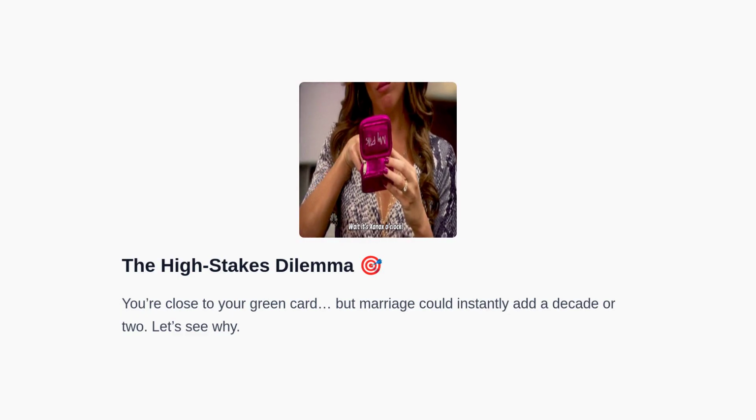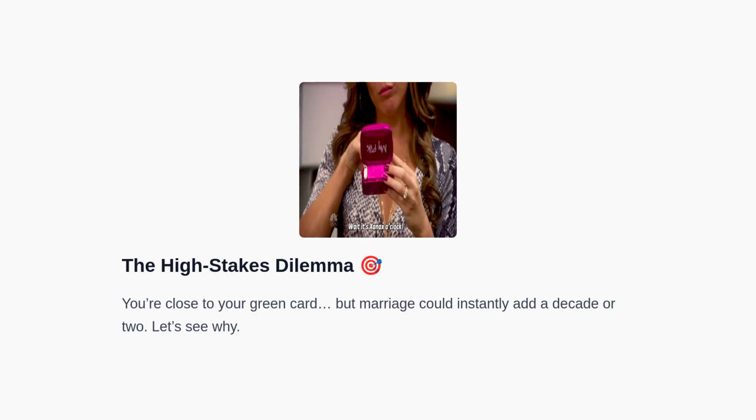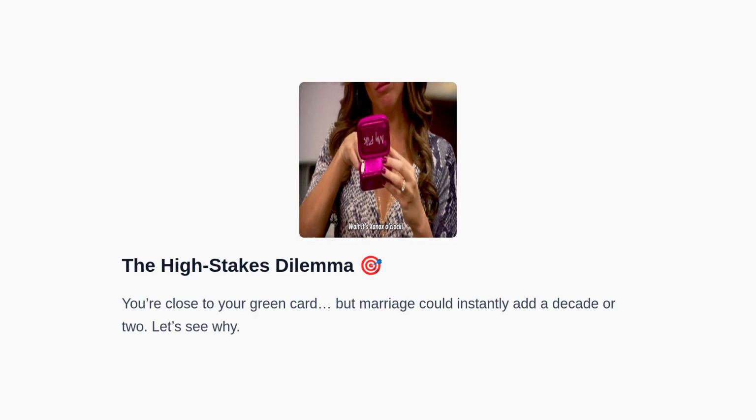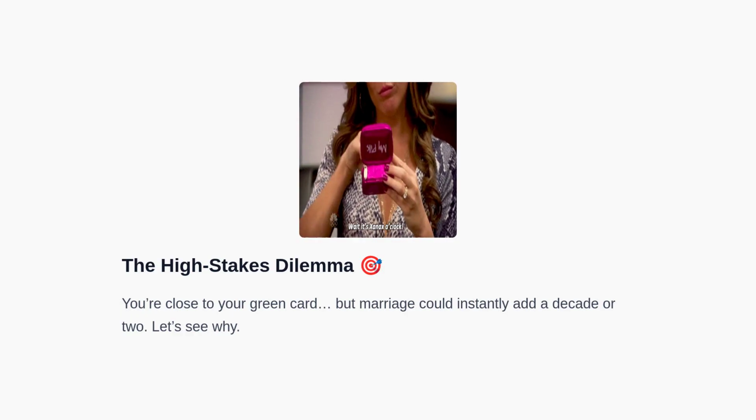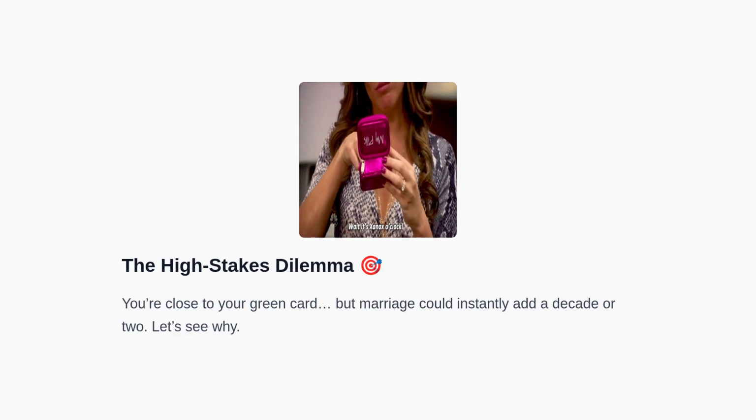Now, let's frame the dilemma. An adult, unmarried child of a U.S. citizen is often in the F1 category and may be expecting an immigrant visa relatively soon. However, if that person marries before entering the United States as a permanent resident, their case typically shifts to the F3 category, which is much slower. This unexpected change can add 10 to 20 years to the wait and delay both partners' plans.